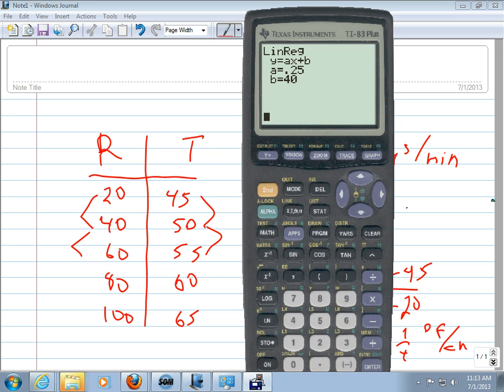Now, are you familiar with the equation of the line being y equals mx plus b? Right? Notice what it said here: y equals ax plus b. So what's a mean? A is the slope. Instead of m being the slope, a is the slope. Is that okay? It's just calling it a. So it's the same thing, okay?